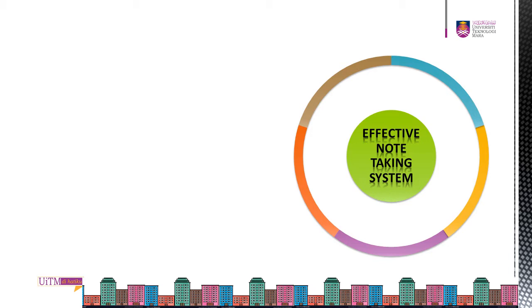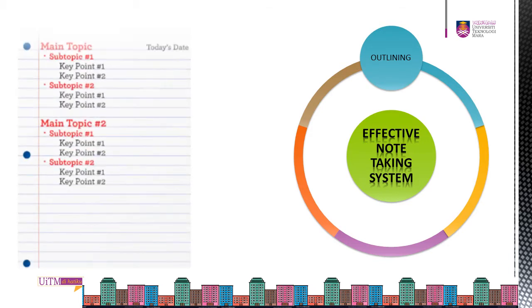Okay, so now I will show you the effective note-taking systems. There are several approaches that you can adopt. First, let's look at the outlining method. The outlining method is more towards point form, whereby you take notes according to the points. First the main topic, then the subtopic, and the key points under this subtopic. So this method is very neat and well organized. It will help you when you want to review your notes.